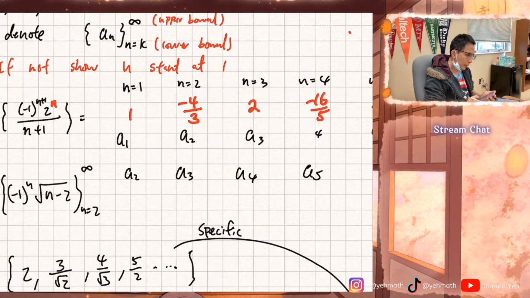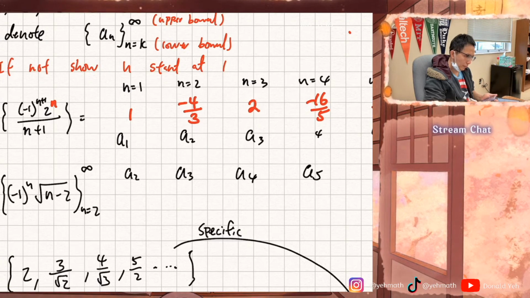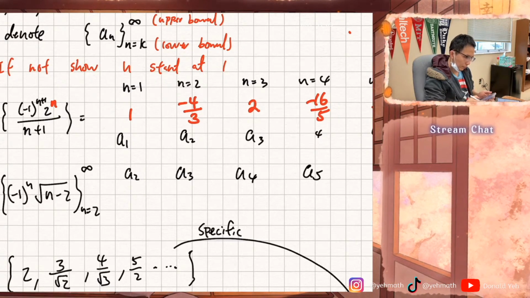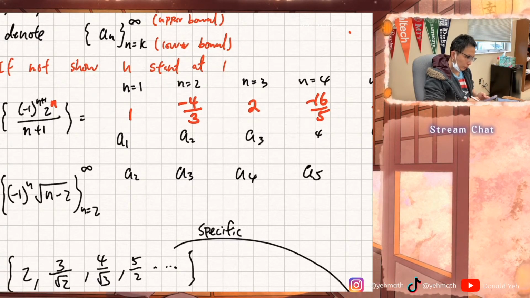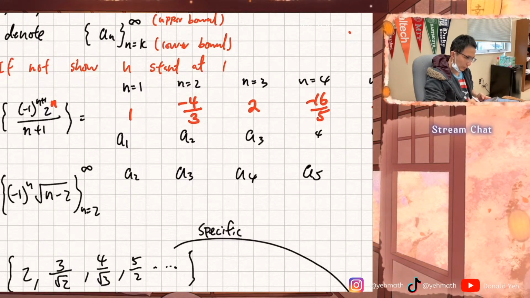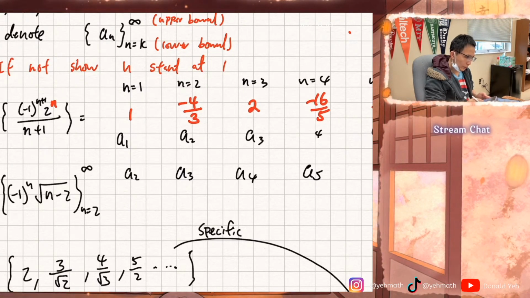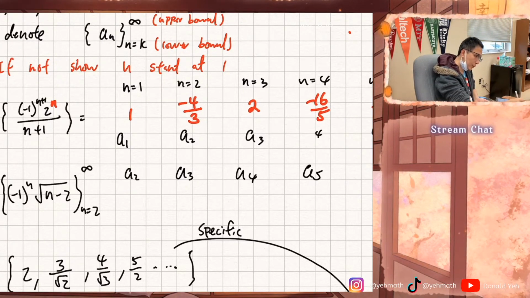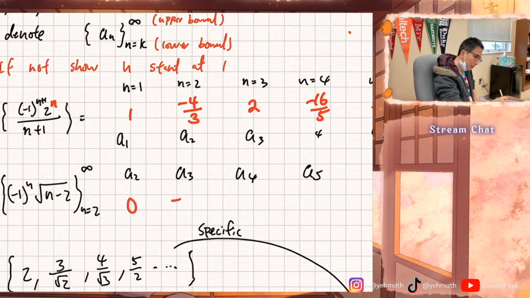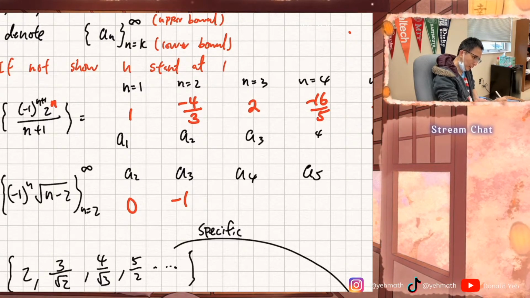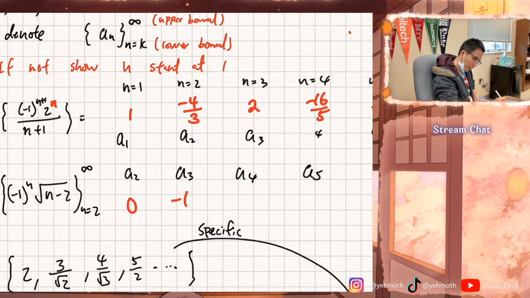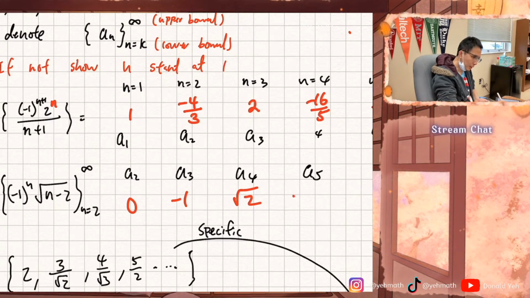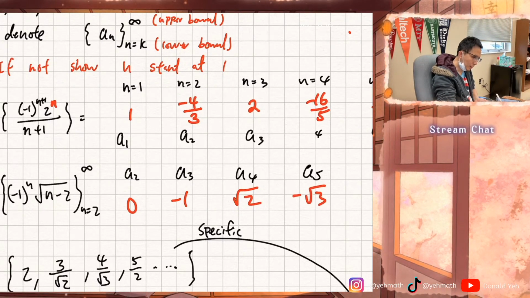So once you plug in, what am I going to get? Zero. First term is going to be 0. Good. Second term is going to be what? -1. Rad 2. And the fifth? Rad 3. Then 2.